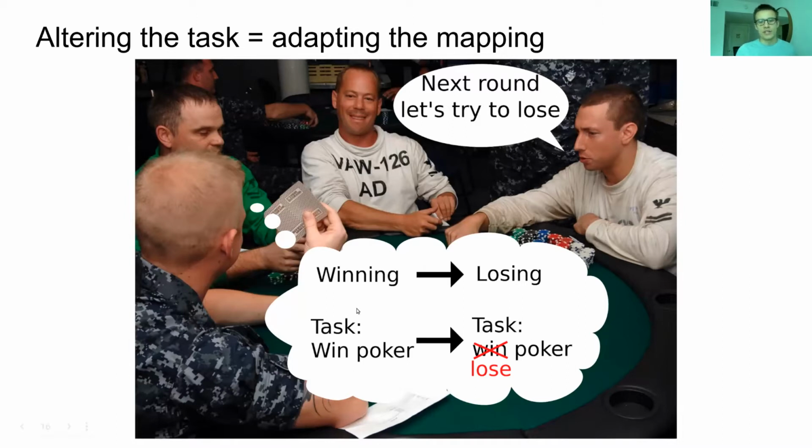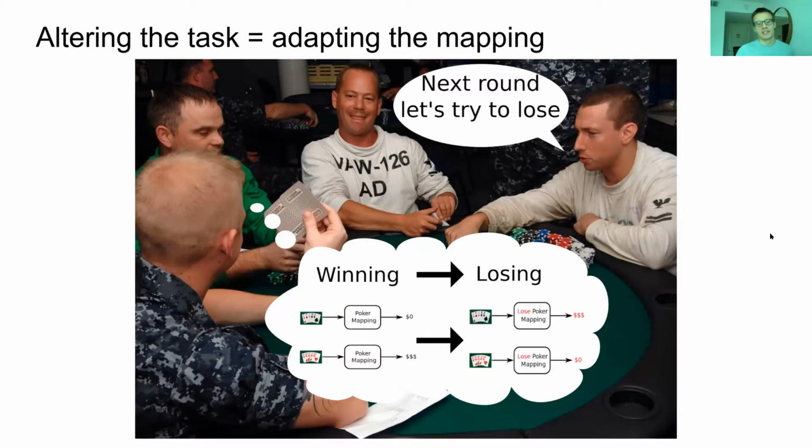So when you transform this task of winning at poker to this task of losing at poker, what you're really doing is taking this mapping, this function from poker hands to bets, and turning it into a different mapping from hands of cards to bets. And in particular, you might be reversing the values of the hands.